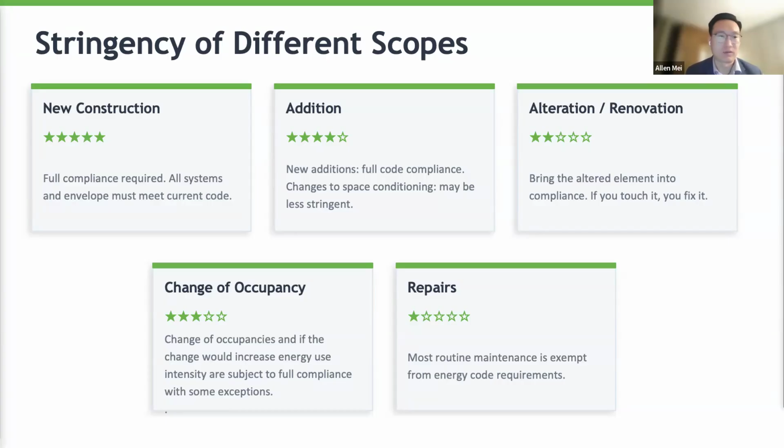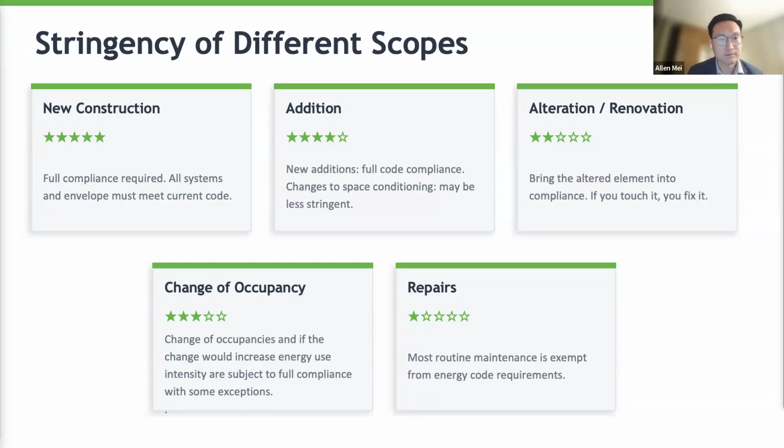And for alterations, generally we have a term: if you touch it, you fix it. If you don't touch it, you don't have to fix it. So if you touch anything, you basically have to bring it up to code. Change of occupancy is a little tricky. Let's say you change a warehouse to an office building, so you change the occupancy type and increase the energy use. In that case, you have to comply as if it were new construction. But obviously, there are some exemptions, like if you use modeling, the modeling path is less stringent. Same thing for COMcheck. And repairs basically exempt you from most of the provisions. That's why it's the least stringent scope.